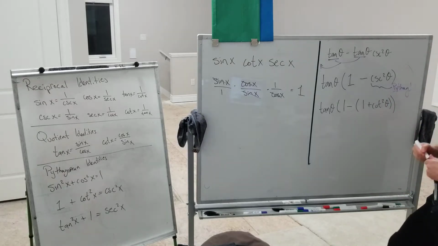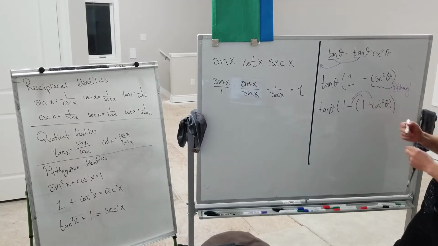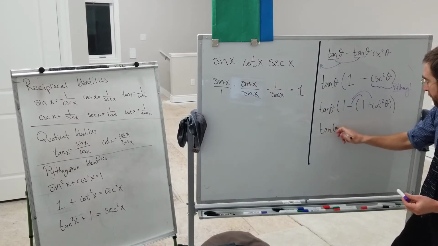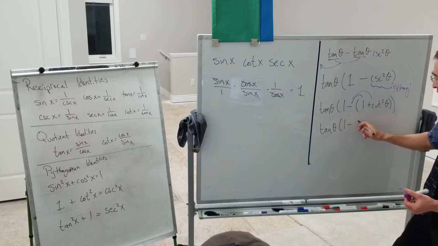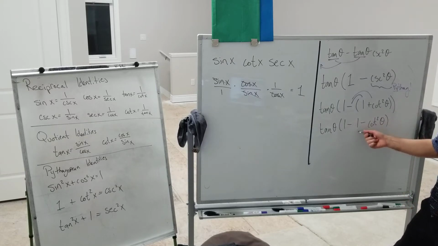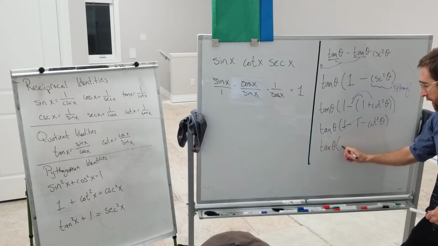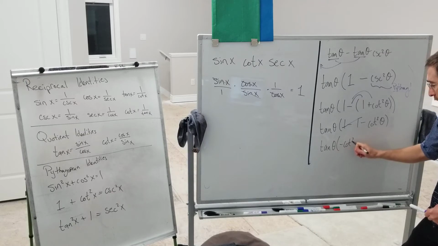Now I'm going to distribute the subtraction in order to simplify. So I have my tangent theta times 1 minus 1 minus cotangent squared theta. 1 minus 1, hey, that's 0, that cancels out. Woohoo! So now I just have tangent theta times negative cotangent squared theta.